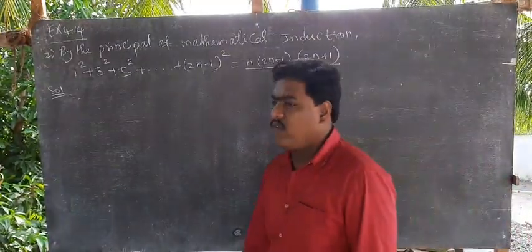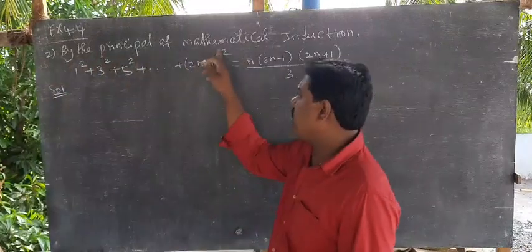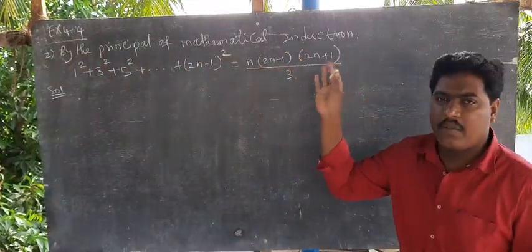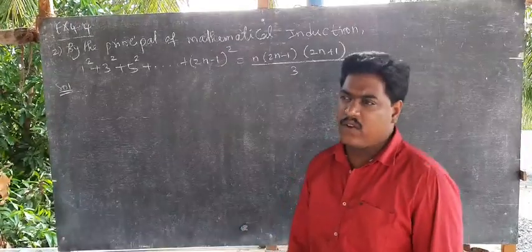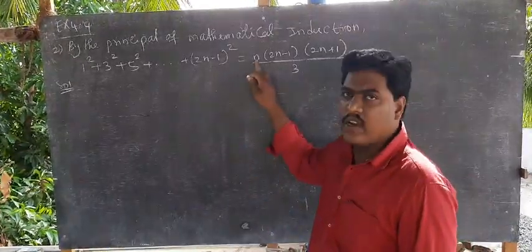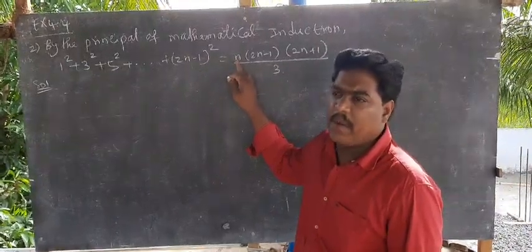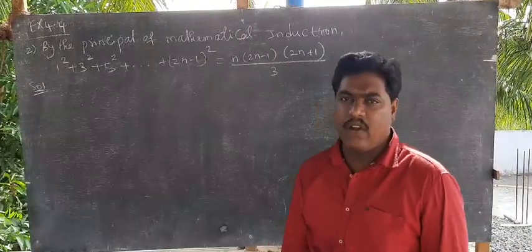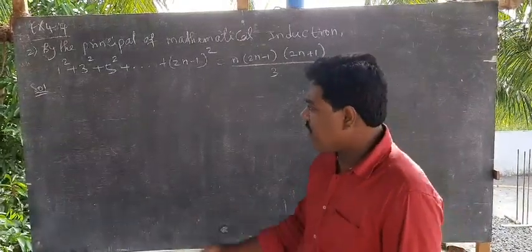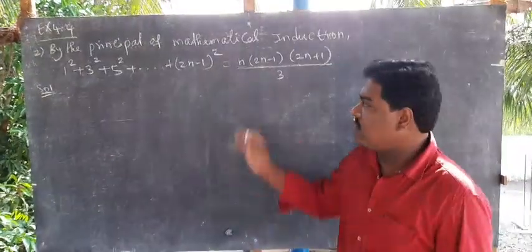Listen, exercise 4.4, sum number 2, by the principle of mathematical induction, the same model. In this model, we have to do step 1, n equal to 1, and then apply n equal to k, and then n equal to k plus 1. So we need to follow three steps. How to prove this one? By using the working rule, we have to solve this sum.